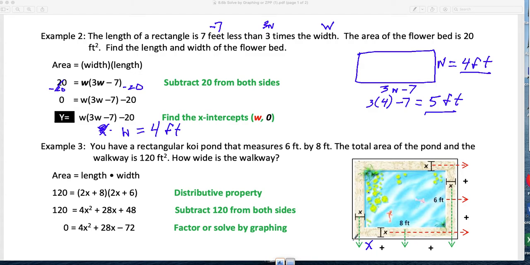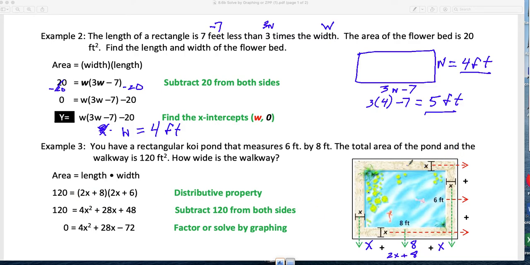And what I need to know is this entire length and this entire width. This 8 feet, I'm going to bring it down and put it here. And I've got another x, so I'm going to put that x here. So I've got x plus 8 plus x. That gives me this length is x plus x is 2x plus 8. And that's where that number came from.